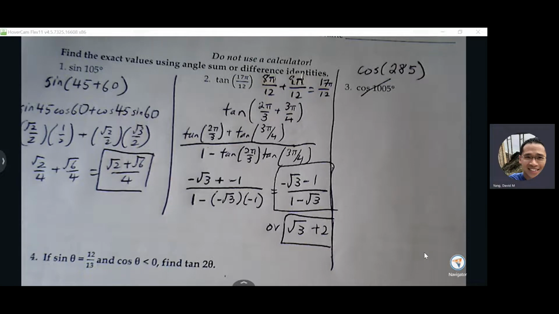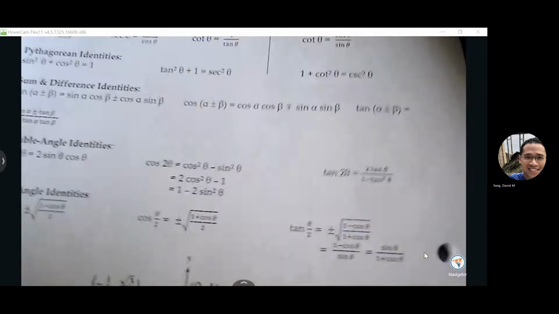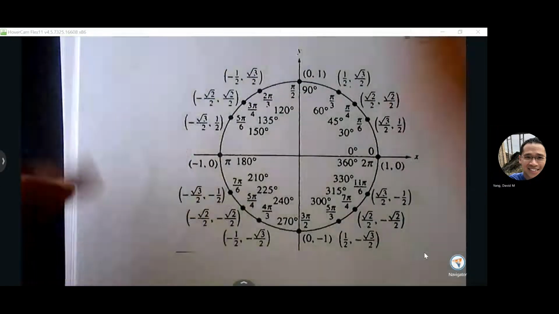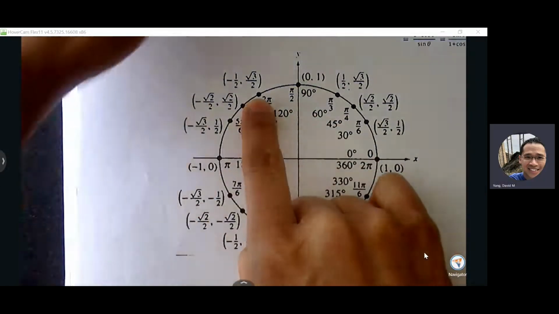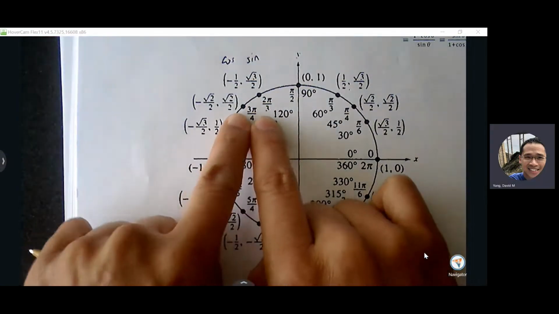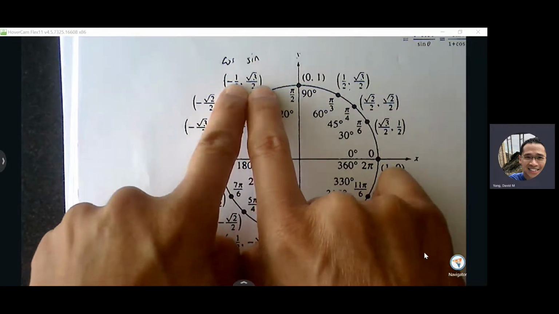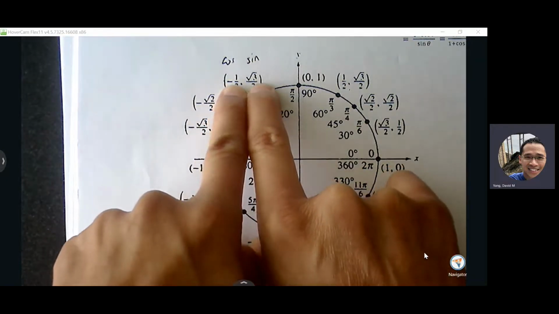Okay, so if you think about your unit circle value, 2 pi over 3, we know that tangent is sine over cosine. So sine over cosine, I can just cover up the denominator because those are just going to go away. So I get negative root 3 over 1.